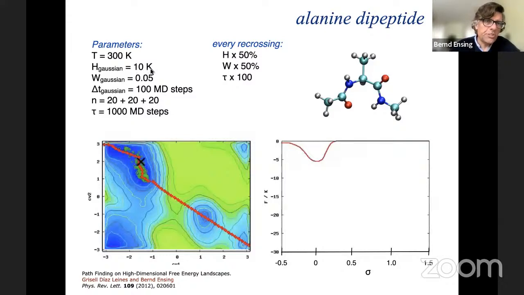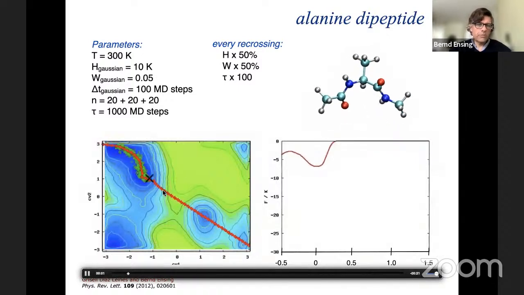We put small Gaussians. This is in kelvins, so pretty small, and some width. It doesn't matter the units. You can also use kilocalories or kilojoules, of course. And every 100 MD steps, we put a Gaussian. And then every 100 MD steps, we move the nodes, right? So a little bit less often than we put Gaussians actually in this example. And every recrossing, so every time we cross and we cross back, to converge we make the height smaller and the width as well, and we increase this update time by 100 here. And so that's how we converge.